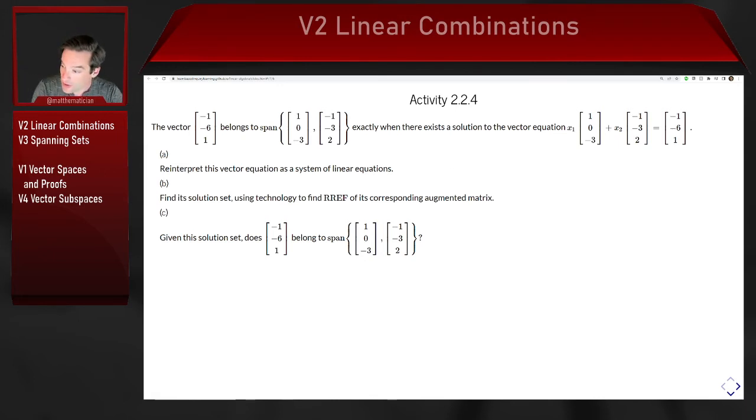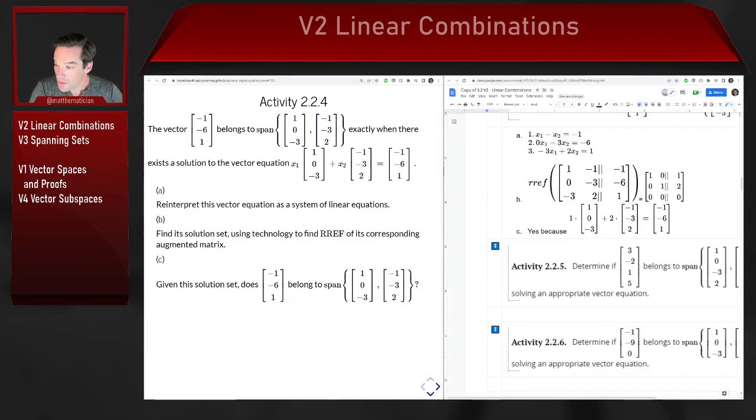And so let's take a quick look at what one of your groups wrote down for this part of the problem. So what group 2 wrote down is that this vector equation, whose solution, if it exists, tells us that -1, -6, 1 is a linear combination of 1, 0, -3 and -1, -3, 2, when you write it out in coordinates, looks like x1 minus x2 is equal to -1, 0x1 minus 3x2 is -6, and -3x1 plus 2x2 is equal to 1. So it's a system of 3 equations and 2 variables.